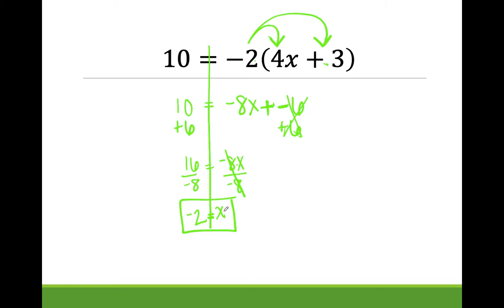Now, to check a problem like this, same thing that we did with our 1 steps and our 2 steps, but we just have a little bit more work to do. So we're trying to figure out if I plug -2 in where the x is, do I get a 10? So we're going to solve this just like we would order of operations. Do the parentheses first. 4 times -2 is -8. -8 plus 3 is -5. And -2 times -5 equals 10, which is what we want it to equal.